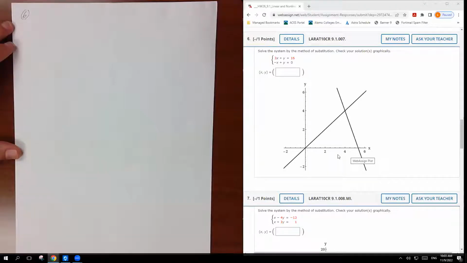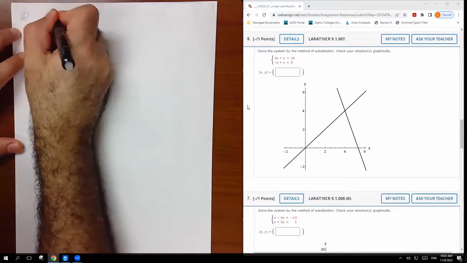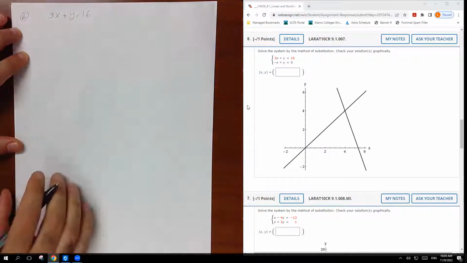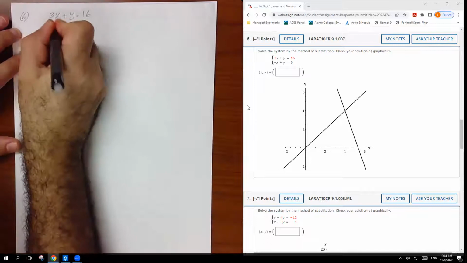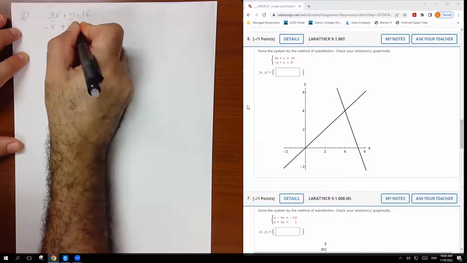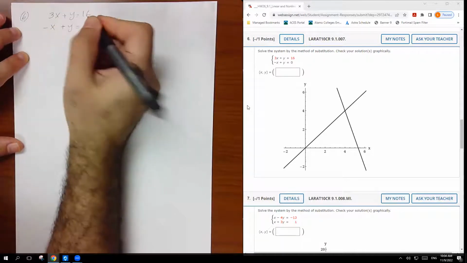Let's go to example 6. Solve the system by the method of substitution. Check your answer graphically. So you see the answer, we're going to check our answer with this graph. The first equation is 3x plus y equals 16, and the second one is negative x plus y equals 0, by the substitution method.